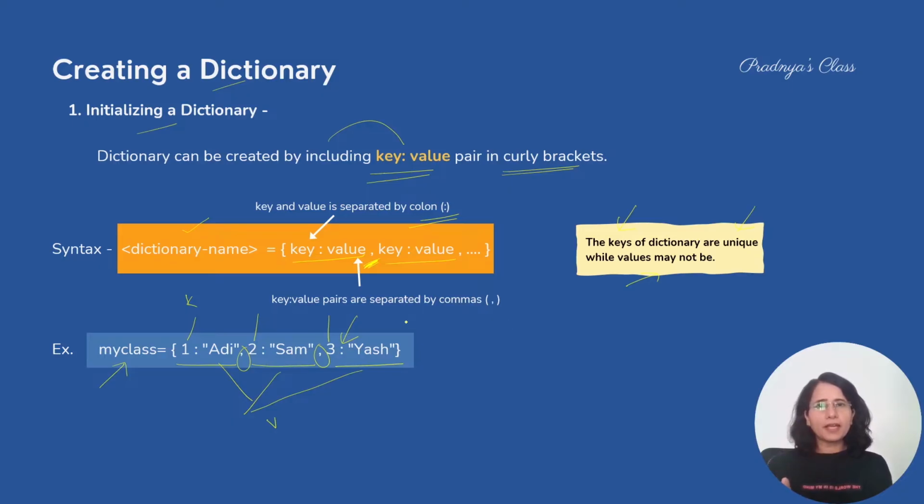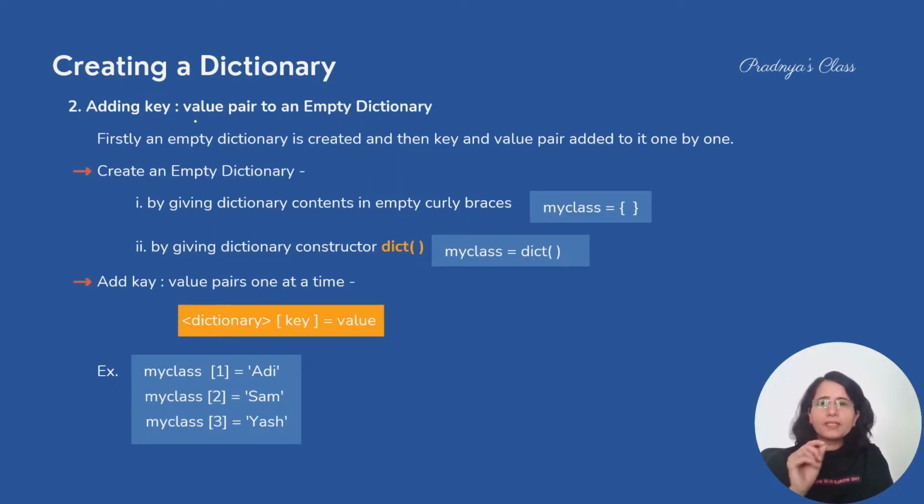Now let's try to understand the second way of creating a dictionary. We have to add key value pairs to an empty dictionary. So there are two steps for that. First of all we have to create an empty dictionary and then we will keep on adding key value pairs to the dictionary one by one. So let's create an empty dictionary.